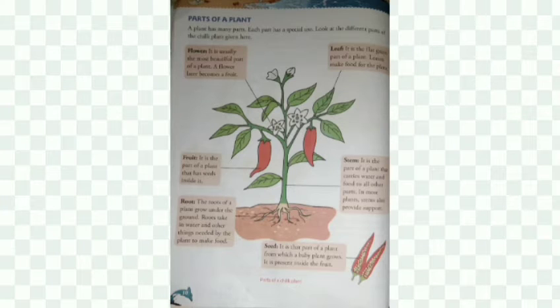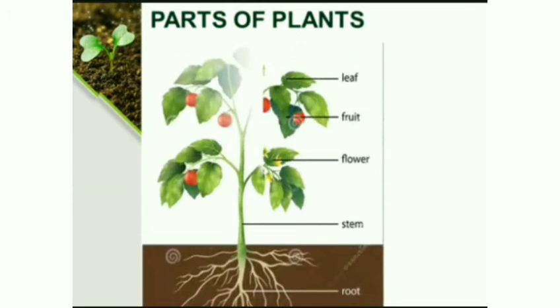Turn to the next page, page number 10. Let us learn about parts of a plant. A plant has many parts. Each part has a special use. Look at the different parts of the tomato plant given here.